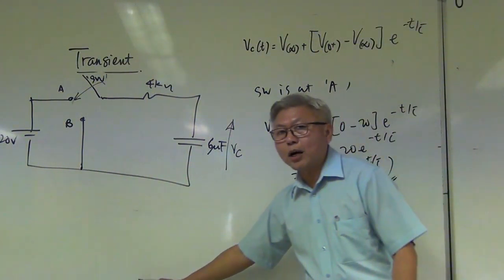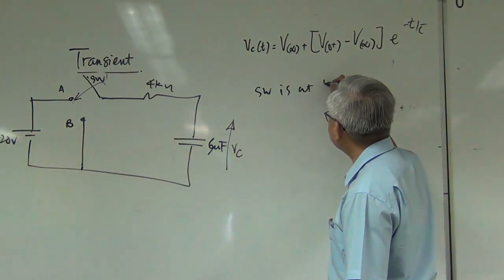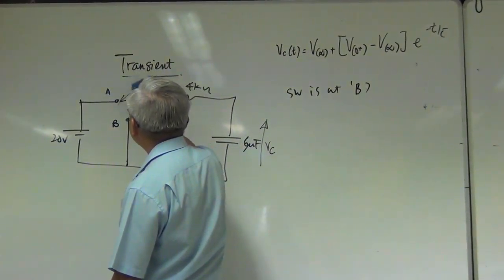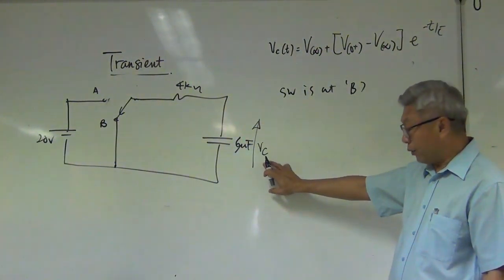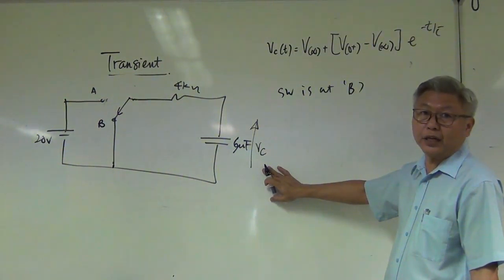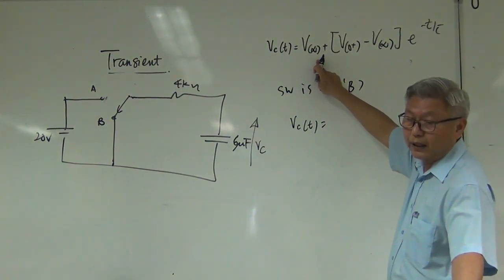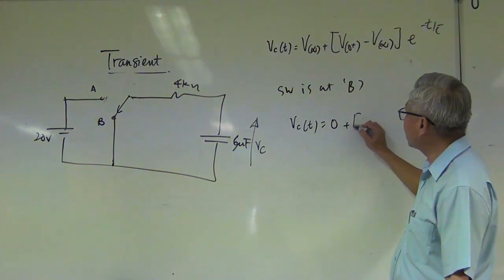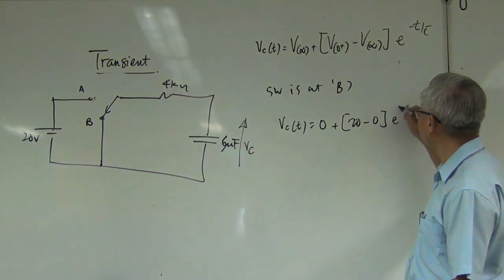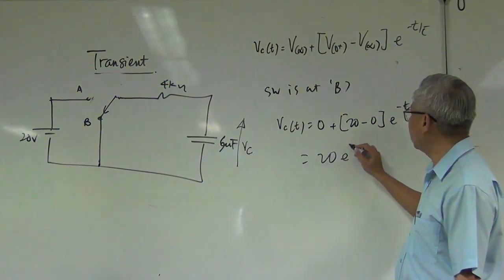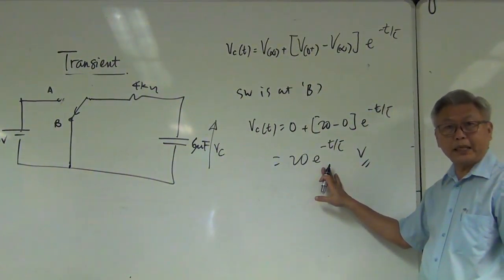Okay? Alright, so now we talk about the switch at position B. After the time constant, when the capacitor is already fully charged, I throw my switch to B. So now my voltage here is already 20 volts, and finally it's going to become 0 volt, right? Okay, so let's use this expression. Finally it's going to be discharged completely, so it's 0 volt. Initially, it was fully charged already, right? The initial was 20 volt. Finally, 0 volt. So that becomes 20 E to the minus T over time constant. Right? So it agrees with our original way of explanation, right?